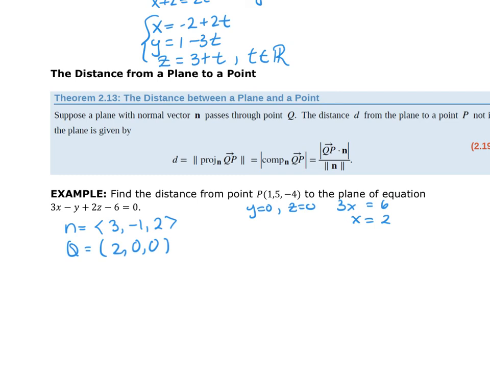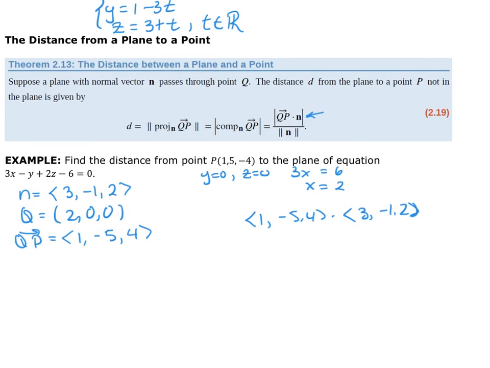It doesn't really matter. What I want to do is find the vector formed from Q to P. This is going to be equal to 2 minus 1, which is 1, 0 minus 5, which is negative 5, and 0 minus negative 4, which is positive 4. Now I'm going to do the dot product of that vector and N. So 1, negative 5, 4, dotted with 3, negative 1, and 2. So I'm finding this part. I'm going to take the absolute value of that answer. So this is going to equal negative 16. I'm going to take the absolute value of that.